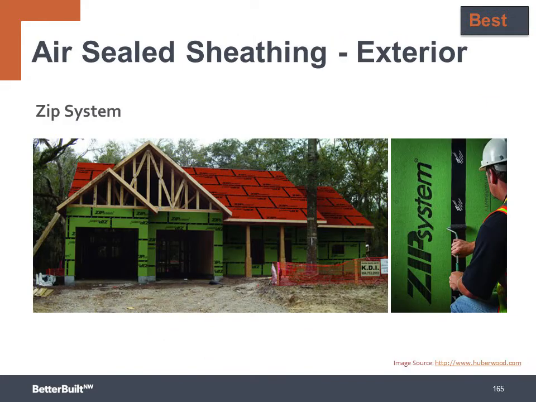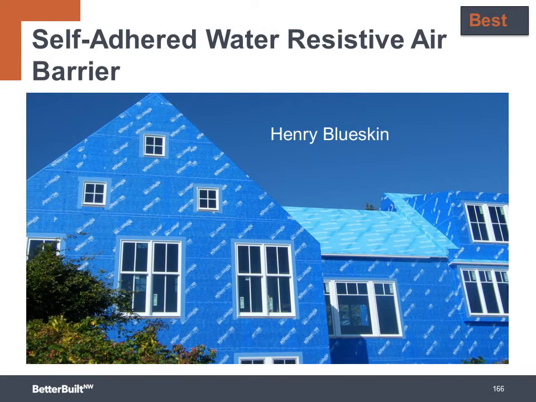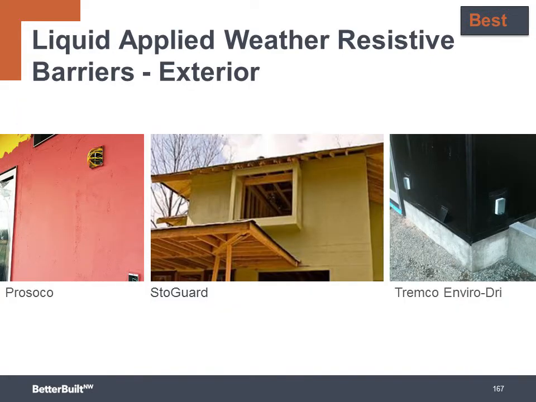There are some manufactured products like Huber's ZIP wall system that creates a robust exterior air barrier, as well as a weather-resistive barrier and structural sheathing all in one. It also uses a specialized tape for sealing up the seams. Another example is Henry Blueskin, which is a self-adhering weather-resistive barrier, which also provides exterior air sealing. Many Northwest builders are having good success with liquid-applied weather-resistive barriers to lower their air leakage numbers significantly. These products can fill in all the seams and gaps to protect the walls from liquid water, and this also does a great job at creating a tight exterior air barrier.